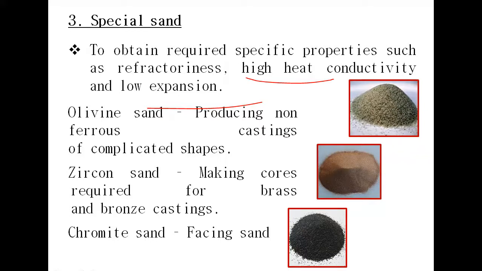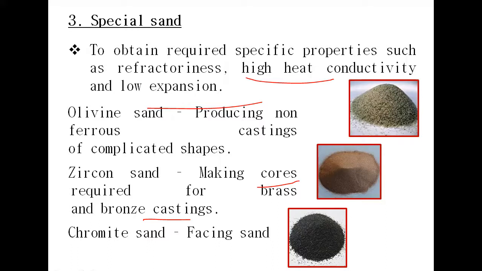Examples of various special sands are given. Olivine sand is used for producing non-ferrous castings of complicated shapes. Non-ferrous means aluminum, magnesium, copper. Those types of materials you melt and pour, and at that time we prefer olivine sand. For complicated shapes with non-ferrous metals, mostly they prefer it. Zircon sand is used for making cores required for brass and bronze castings. Making a core means if you want a hollow in an object. At that time we prefer zircon sand.